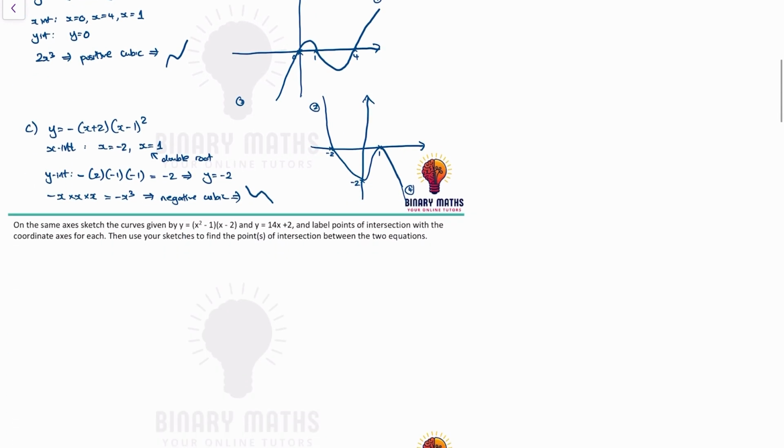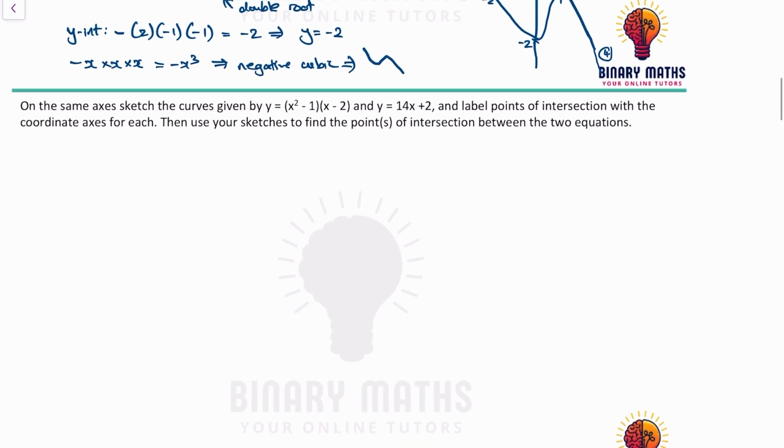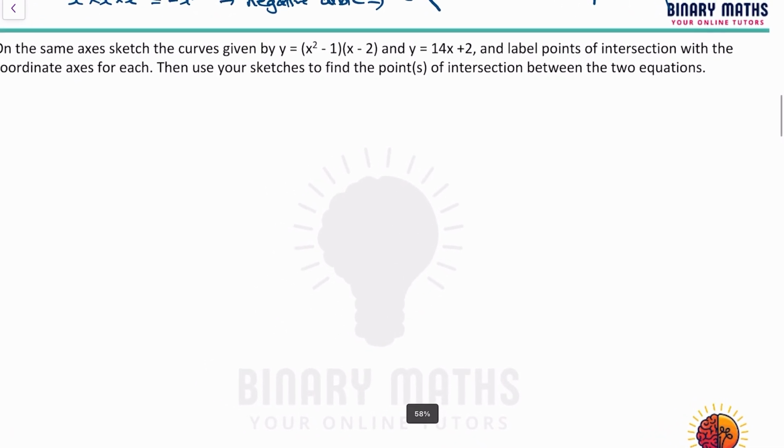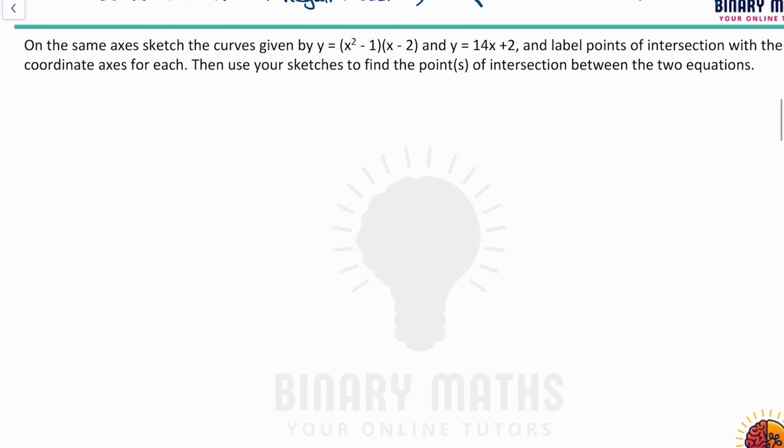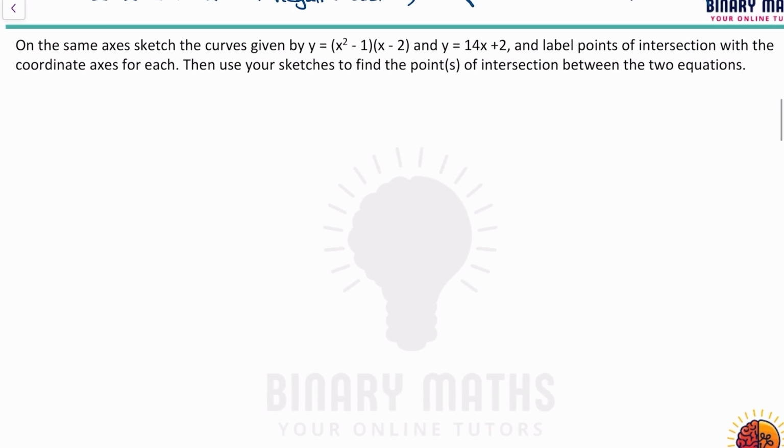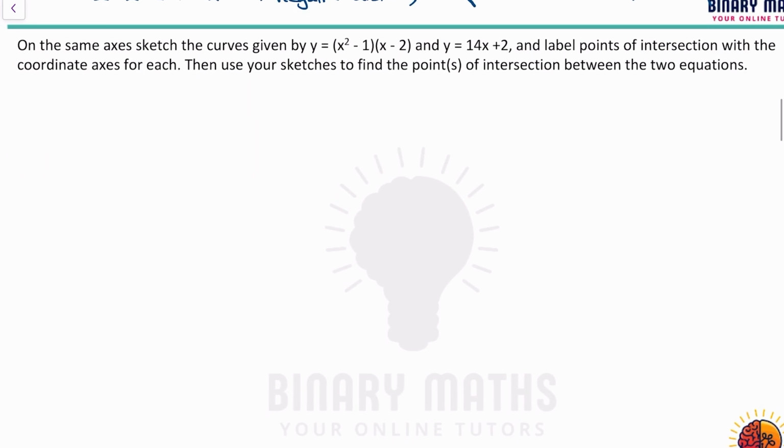Okay, next question. On the same axis, sketch the curves given by y equals x squared minus 1 times x minus 2 and y equals 14x plus 2, and label the points of intersection with the coordinate axis for each. Then use your sketch to find the point of intersection between the two equations. Okay, so the first one, let's try this one first.